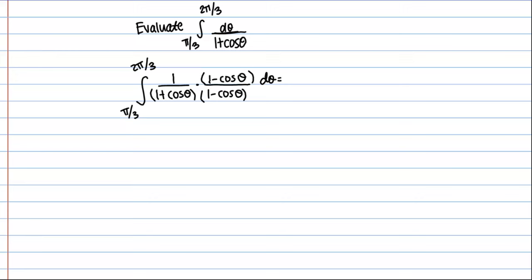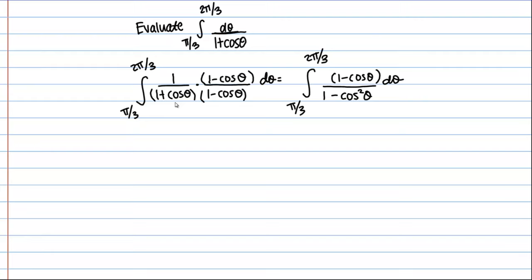All right, so if we follow through with this, we're going to have a 1 minus cosine theta on the top. And on the bottom, I'm going to have to FOIL. Okay, so my first term is going to give me 1. My outer terms are minus cosine theta plus cosine theta. So those subtract away. And then I'm going to have minus cosine squared theta.